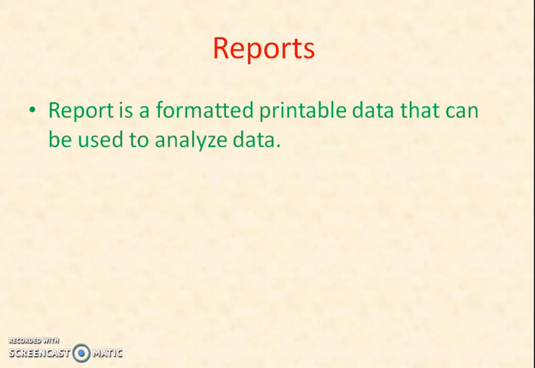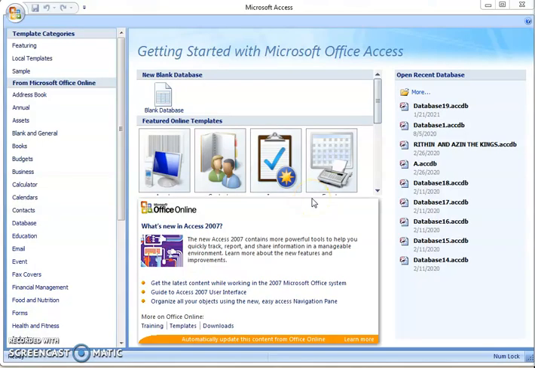Okay children, so these are the main objectives of a database. Now I will show you how to work with MS Access. See, this is an MS Access window. How to open this window? First click on the Start button, then click on Microsoft Office, then click on Microsoft Access. Then you will get this type of window.